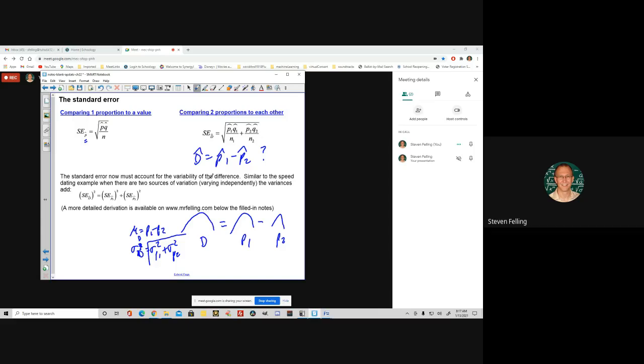All right, so this comes from this formula here. If you follow it all the way through with standard deviation, you'll end up with this, okay? So we have to combine and account for the individual variations. So we have a different formula for the standard deviation when we do a comparison of two proportions to each other.